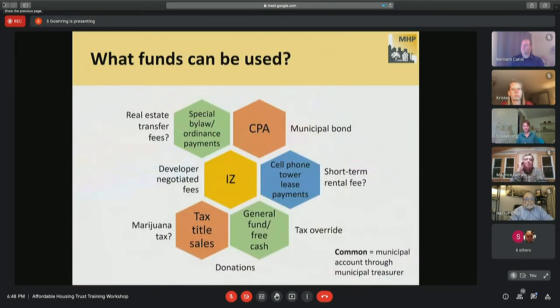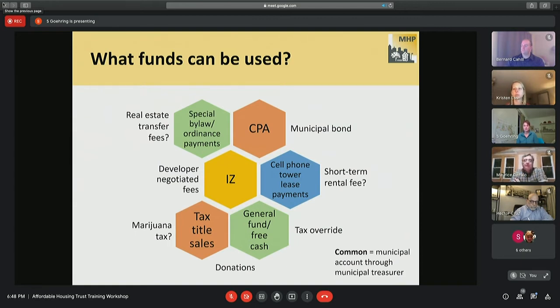So what's been really encouraging is that we're seeing communities be much more creative in recent years of how they direct funds to their trust. It is true that CPA is the most common funding source for trusts. About 77% of our housing trusts also have the Community Preservation Act in their community. So it's a common source, but it's by no means a given necessarily in every community, and it's certainly not the only funding source.